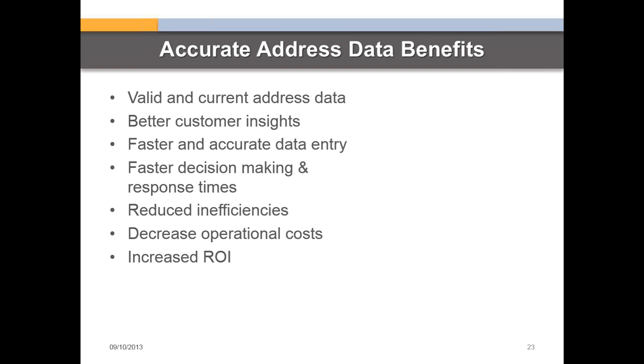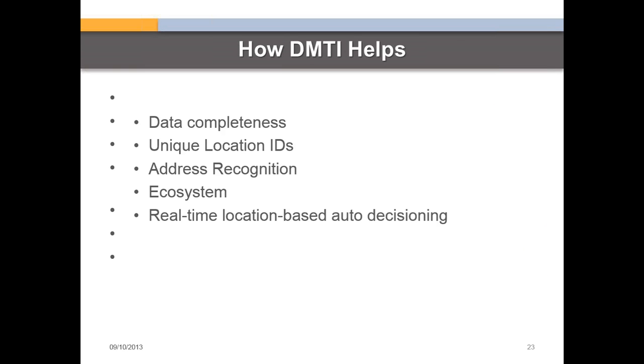By implementing Address Suggest, or that type-ahead functionality, you'll find you can have faster and more accurate data entry, faster decision-making and response times. You can reduce inefficiencies, as you won't have duplicate addresses across multiple databases. It'll decrease your operational costs because you won't be identifying addresses that do not meet the criteria, and you'll increase your ROI. You can see 70% more revenue in marketing campaigns and a 5% savings in sales time.